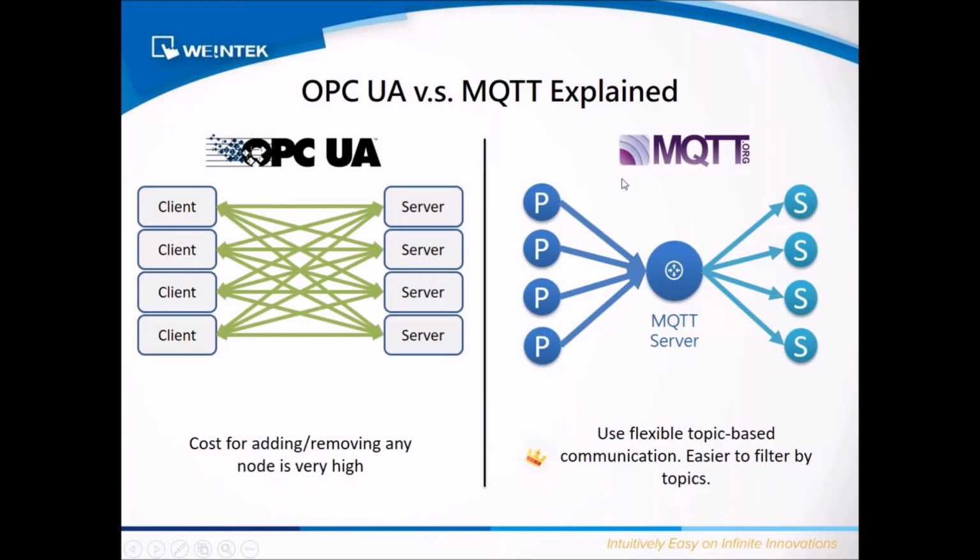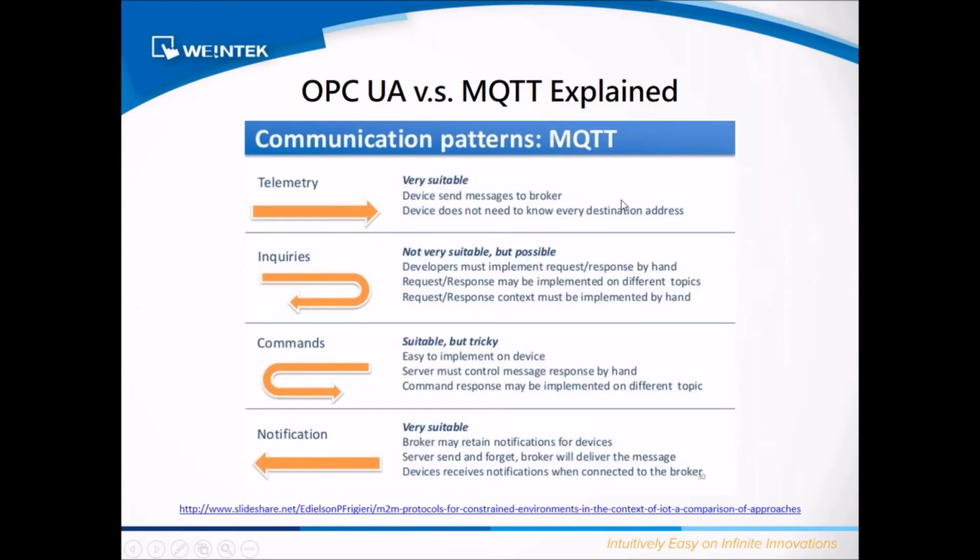Okay, so this is about how you can choose from one to another. Let me just review MQTT. MQTT is very suitable for one-way connection, or for only telemetry or notification. But if you want to do inquiries or commands, then you have to set up multiple topics to publish and subscribe from the other party.